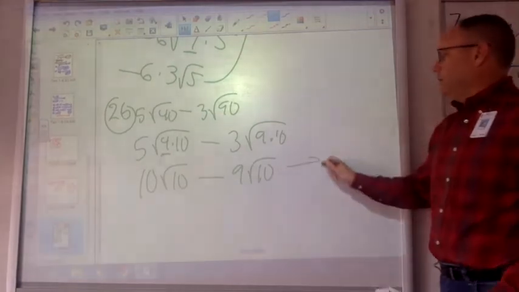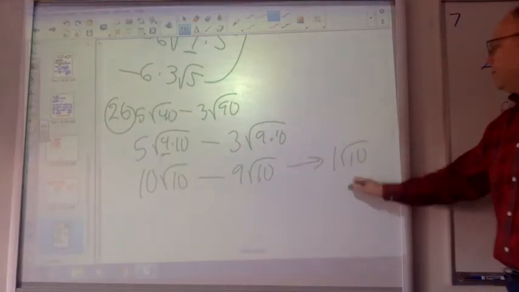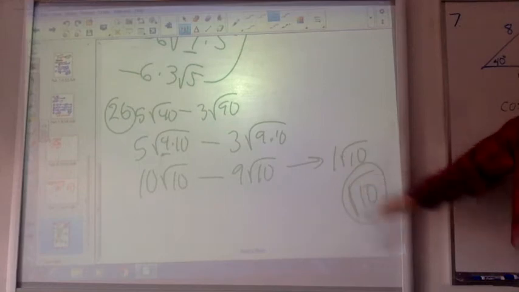10 root 10 minus 9 root 10 is 1 root 10, so you can have that as an answer, or you can have this as an answer. Doesn't matter which one.